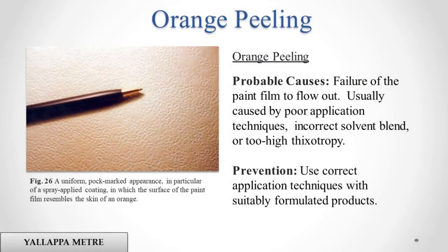Orange peeling. Probable causes. Failure of the paint film to flow out. Usually caused by poor application techniques, incorrect solvent blend, or too high thixotropy. Prevention. Use correct application techniques with suitably formulated products.